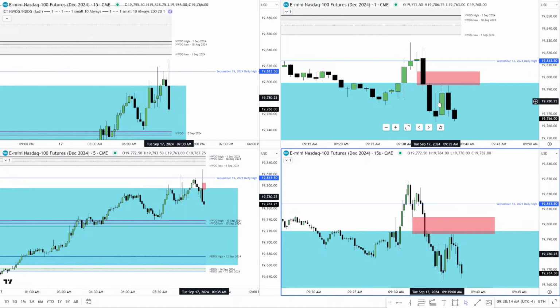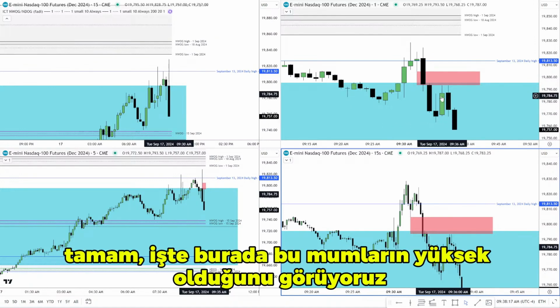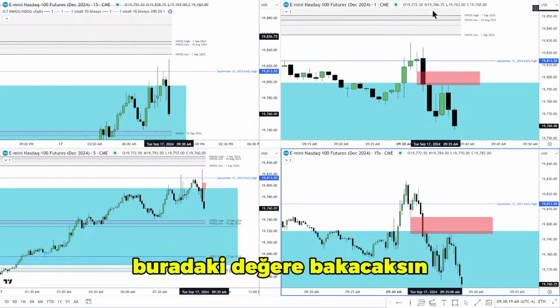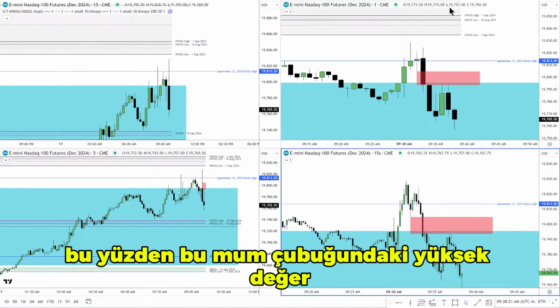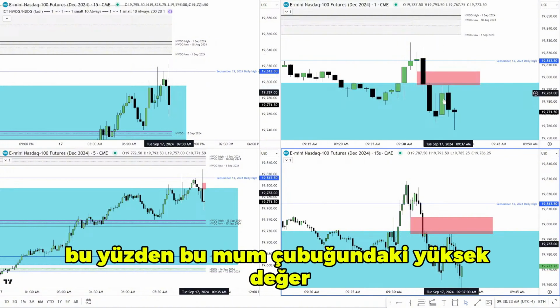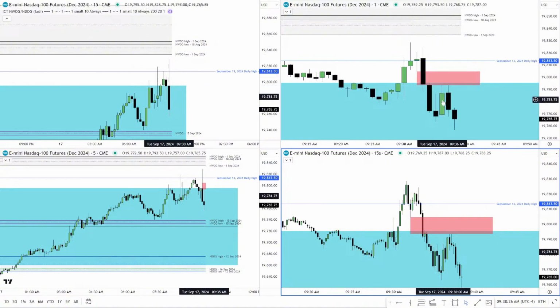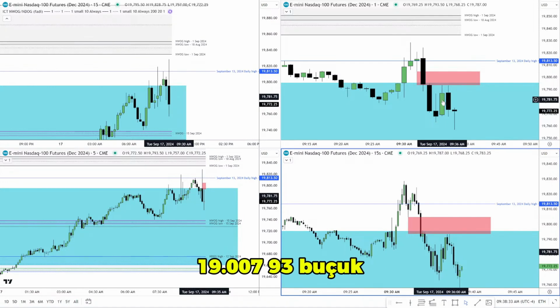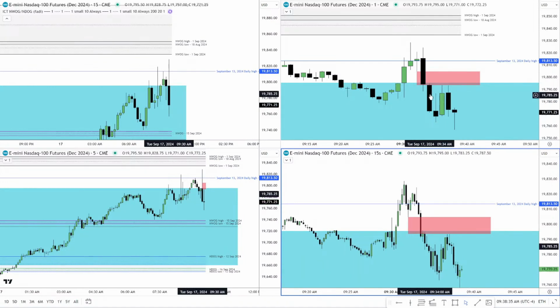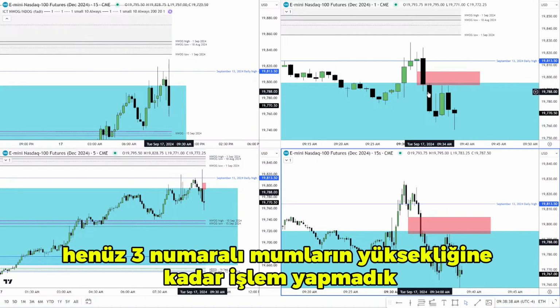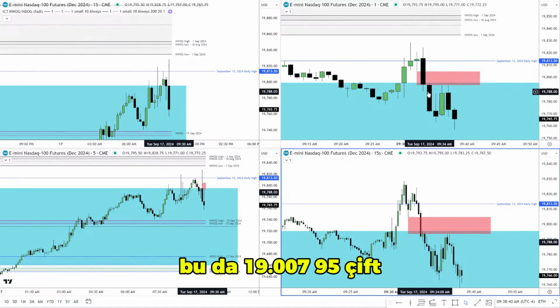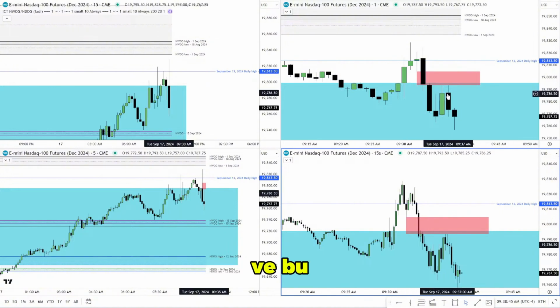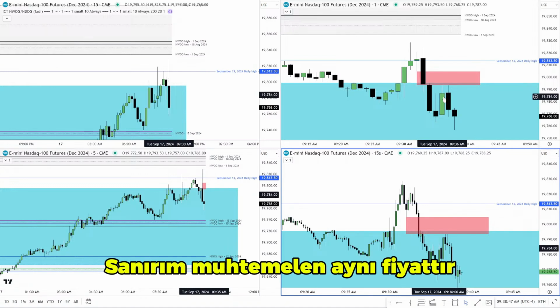Sorry. All right, so here we have this candlestick's high. You're going to look at the value up here, upper right-hand corner of the chart. So the high value on this candlestick is, where are we at? 19,793 and a half. We have yet to trade to number 3 candle's high, which is 19,795 even. And this one I think is probably the same price as that. Yeah, same highs.